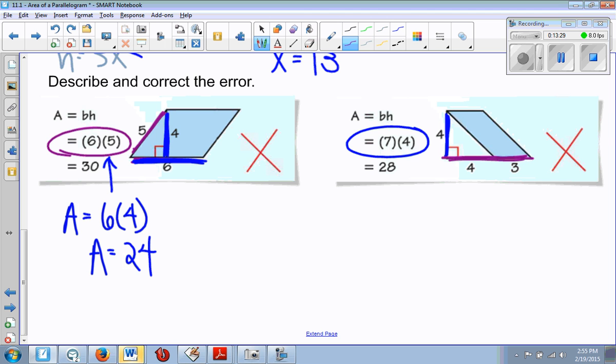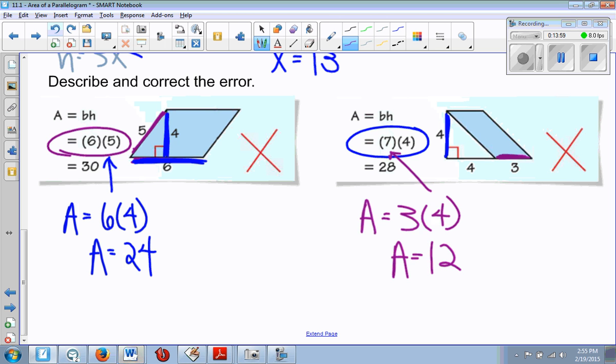Well, just like with a triangle, anytime I'm talking about the base of a parallelogram, we're not talking about any extensions on the outside. So this piece here doesn't count when we're talking about the base of the parallelogram. The only part that counts is this 3 here. So rather than doing 7 times 4 like they did, that's the error. They should have done a base of 3 and a height of 4 and gotten an area of 12, not 28.